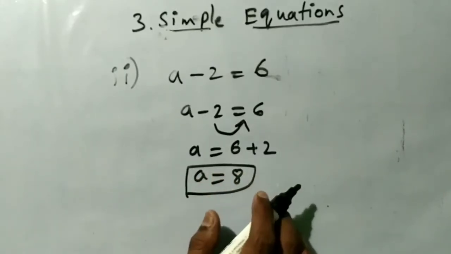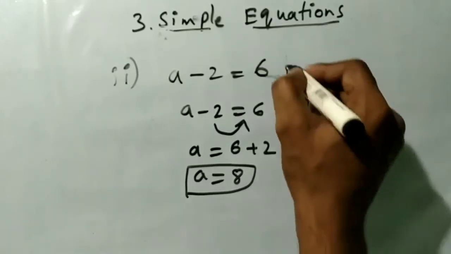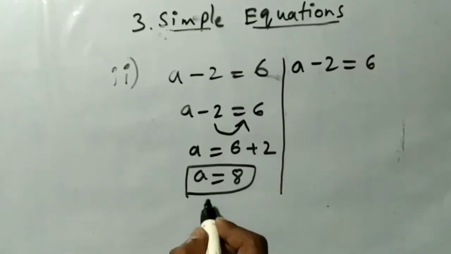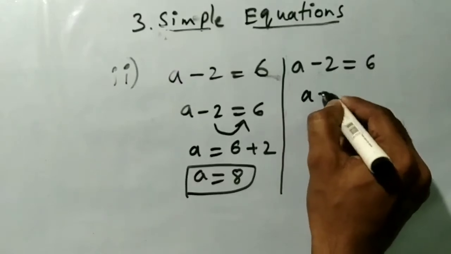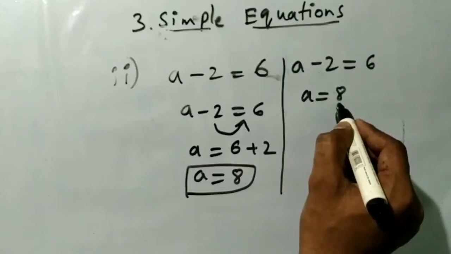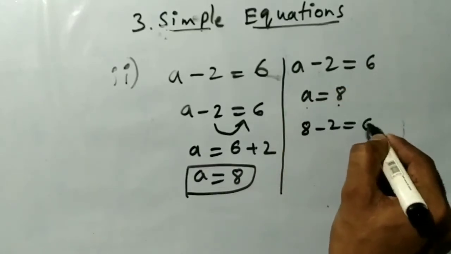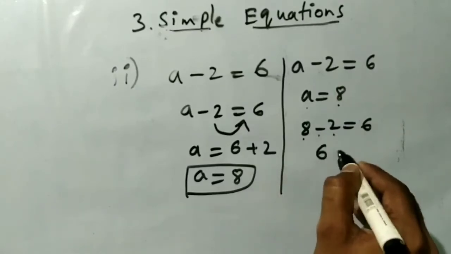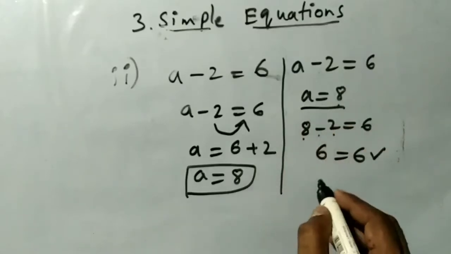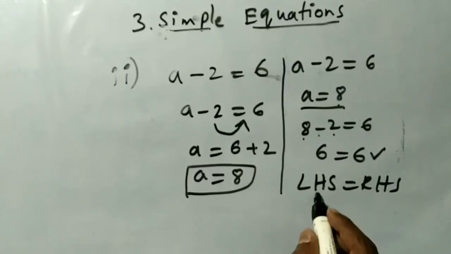So we can verify whether a is equal to 8 or not. Let's check here. The question is a minus 2 is equal to 6. We got a is equal to 8. Let's check whether a is equal to 8 is correct or not. Let's substitute a is equal to 8. Here 8 minus 2 is equal to 6, 6 is equal to 6. Then a is equal to 8 is the correct answer, because we have proved that LHS is equal to RHS, left hand side is equal to right hand side.